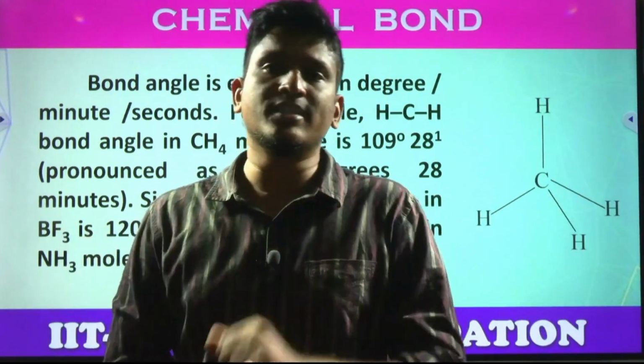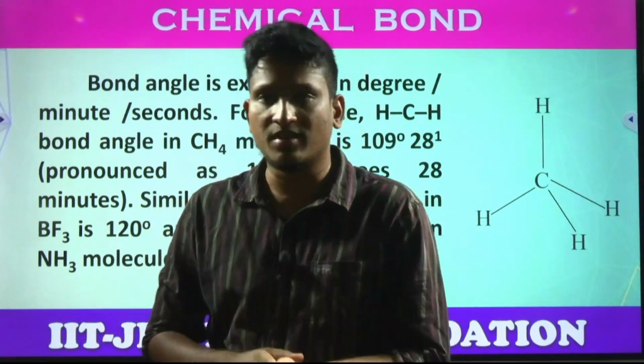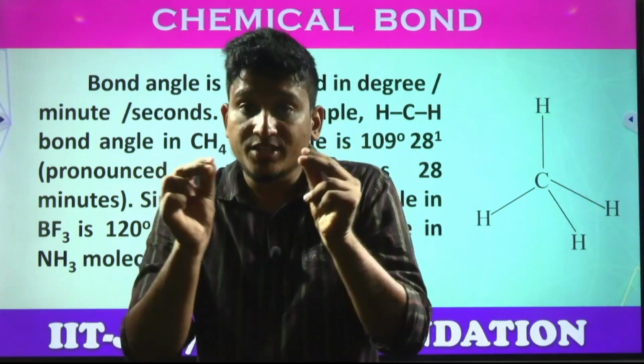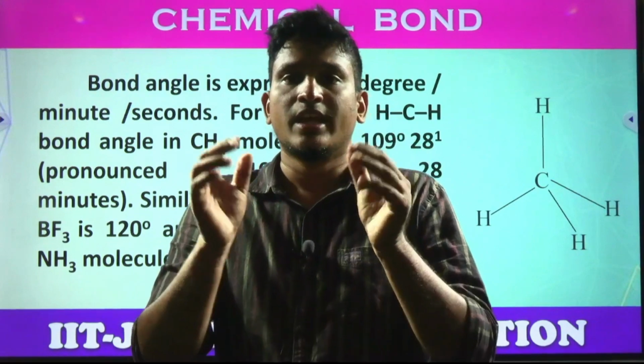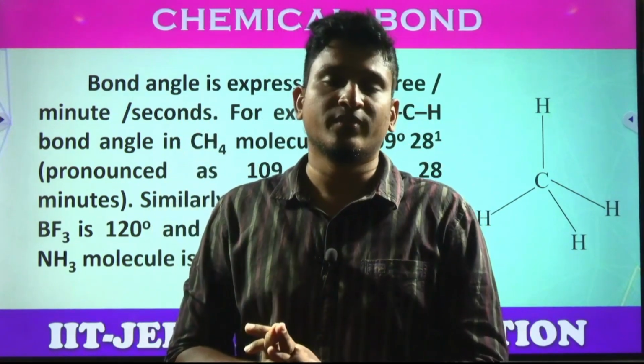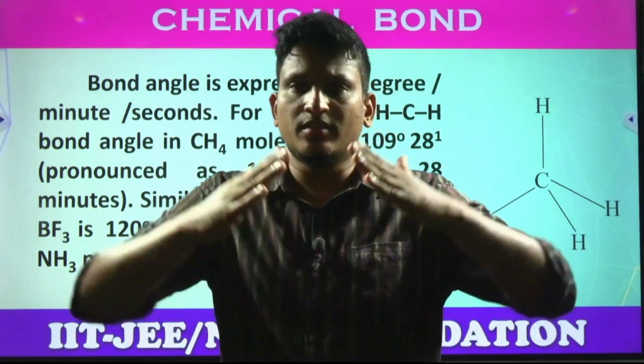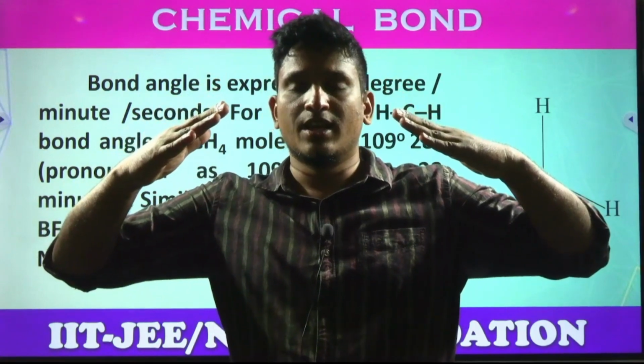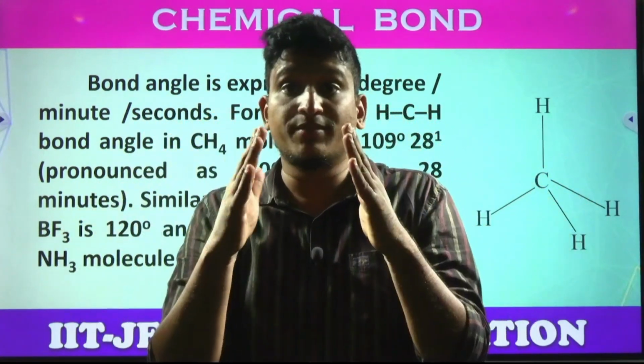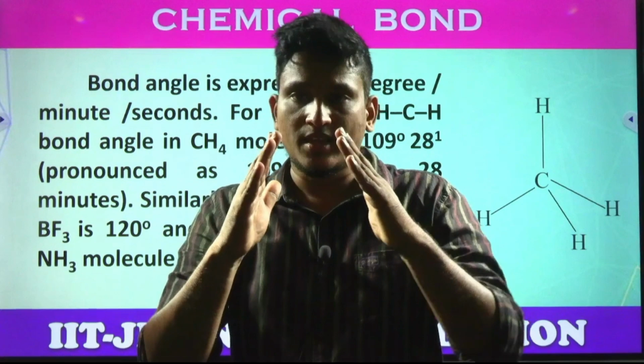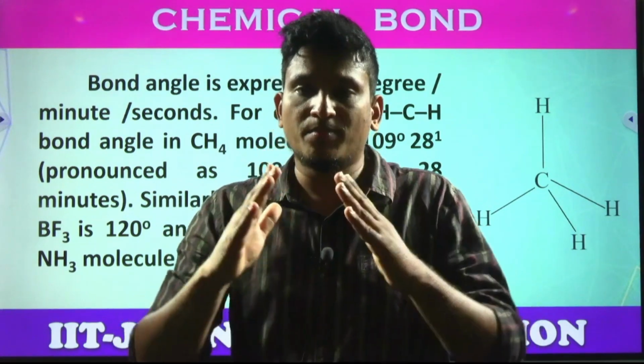So what affects the bond angle? Why the bond angle is changing for different molecules? You know students, what affects the bond angle? The repulsions between electron clouds. If the repulsions are more, then what will happen? They go a little bit far away. If there are less repulsions between bond pairs and bond pairs, they come closer. Yes or no?